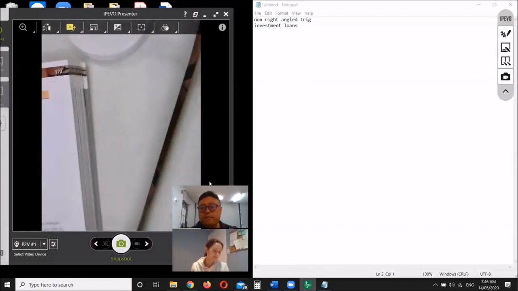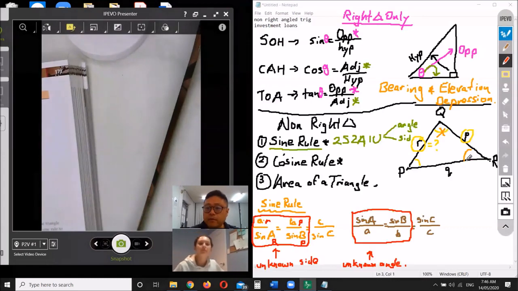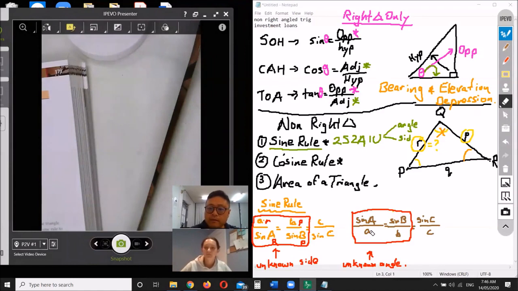Okay. Probably not going to labour the point because I reckon you've got it for the sine. But I am going to go through the cosine rule now. Now the cosine rule we use when, just let me rub some of this out.